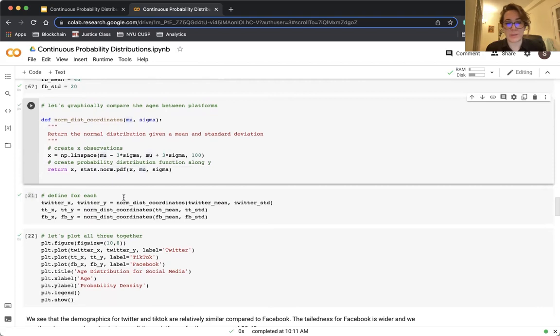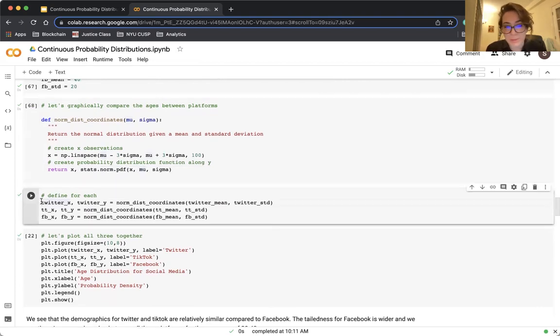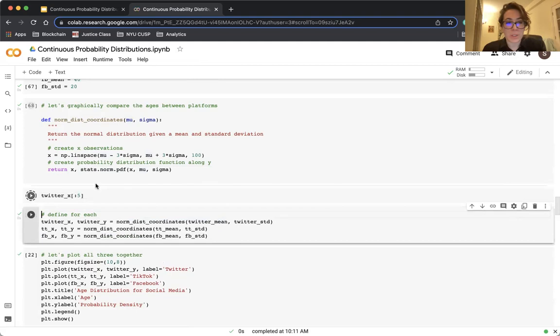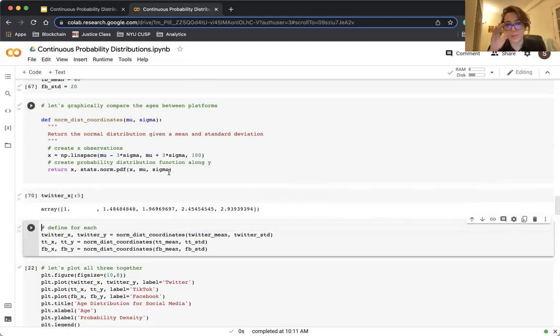So we're using this function now for each of our social media platforms. We're going to plot these, but for now, we just want to get the points for each of these. So for Twitter, TikTok, Facebook, we use that little building block of this function of norm distribution coordinates, and we input the mean and standard deviation for each. So let's just peek under the hood what that might look like for Twitter X. And again, if you're ever curious about what's going on inside of a function, I always encourage you to take it apart and explore each little piece before you put it back together.